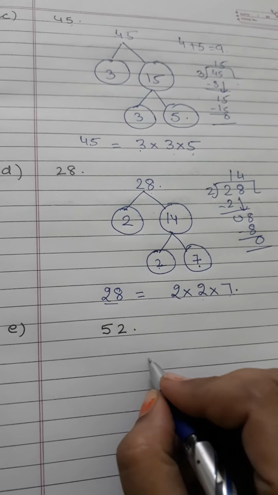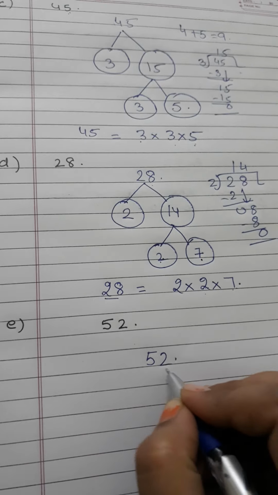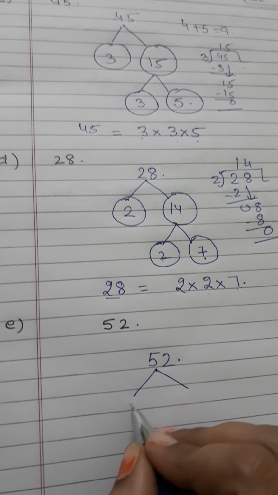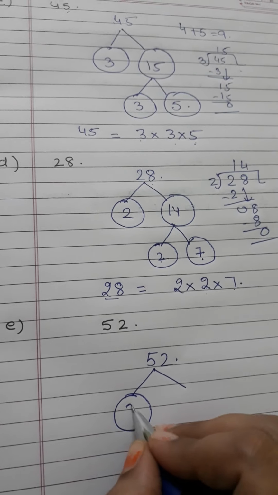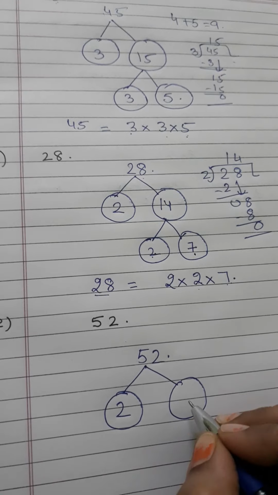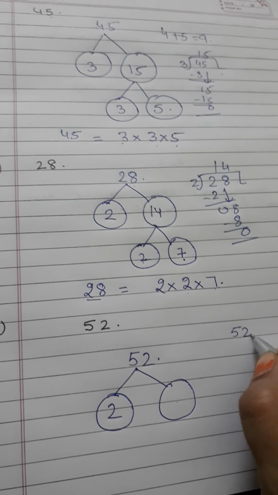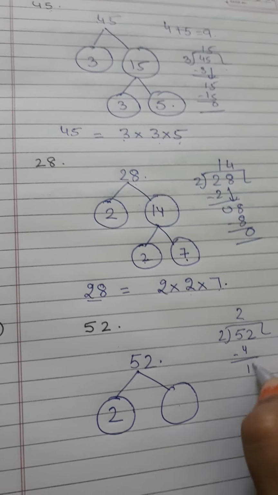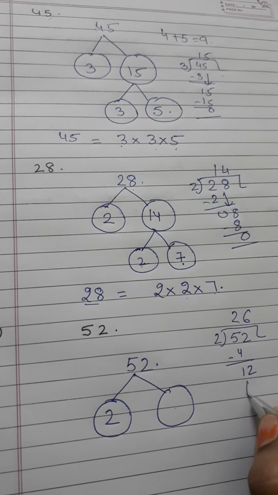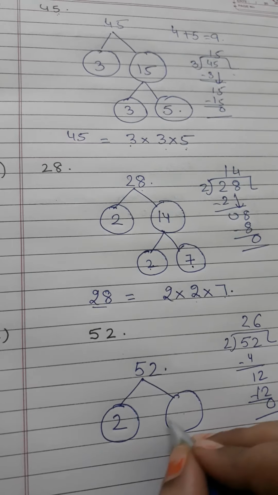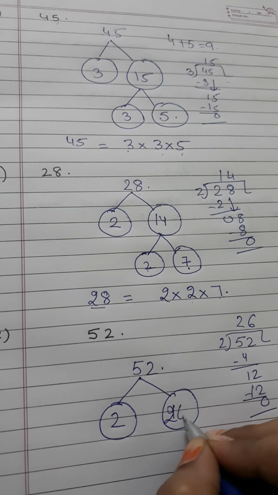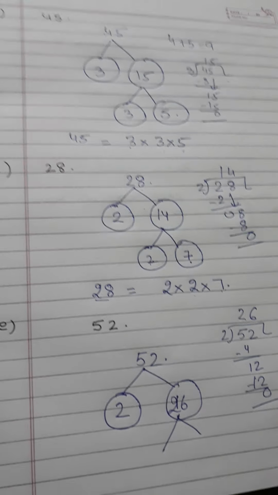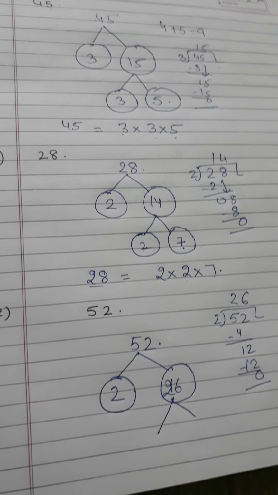Now the E part, it is 52. The last digit is 2. It means it will be divisible by 2. And what will come here? We can divide it and check. 2 twos are 4, 12. 2 sixes are 12. So what will come here? It is 26. And in 26 the last digit is 6.